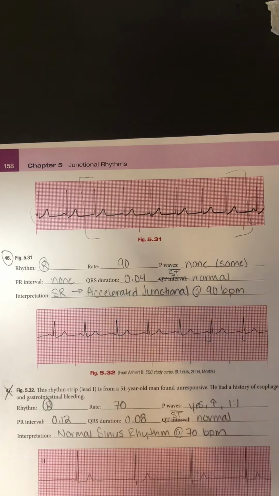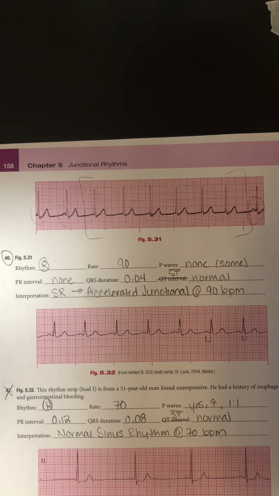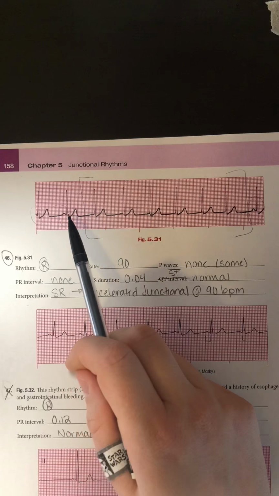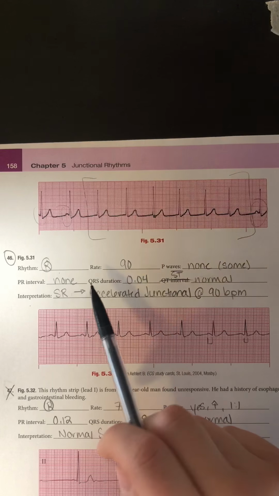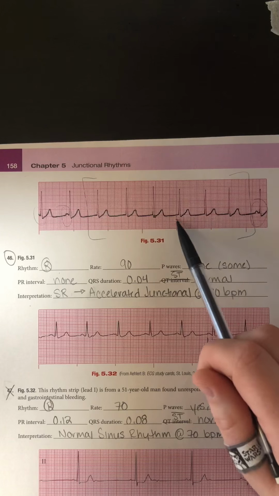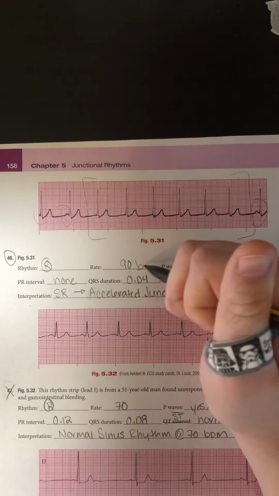All right, we're looking at number 46 now. Figure 5.31. Regular or irregular? It is regular. My rate, I have 90. 1, 2, 3, 4, 5, 6, 7, 8, 9 times 10 gives me 90 beats per minute.